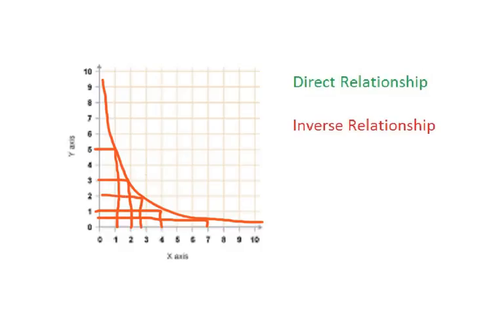So those are the 2 main types of relationships you need to know. Are they both increasing, or is one increasing while the other is decreasing? And that will tell you some important information as you get into a graph.